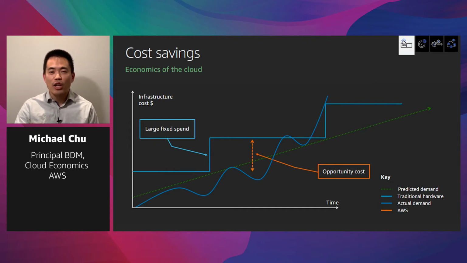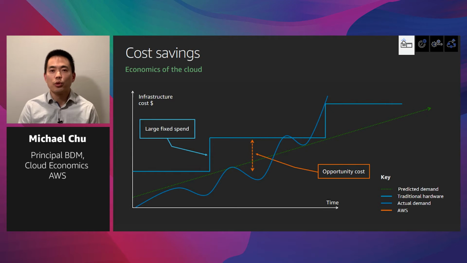Everything above actual demand and below capacity, that's your opportunity cost. Customers typically in on-premises environments will provision 20 to 50% over peak predicted demand for the period. And this is for a variety of reasons. But that's where cost savings comes into play. Customers are over-provisioned and underutilized.